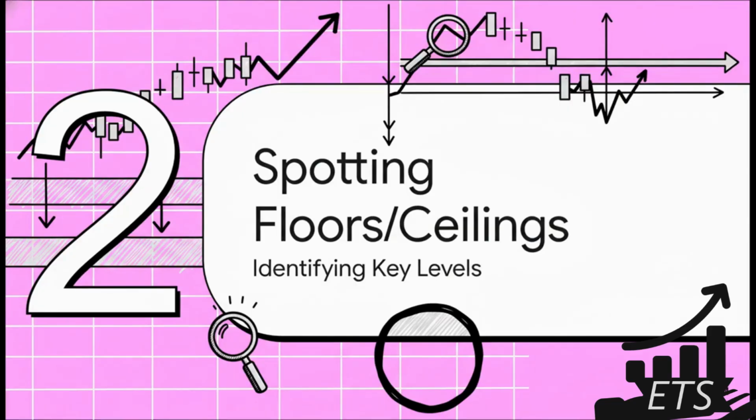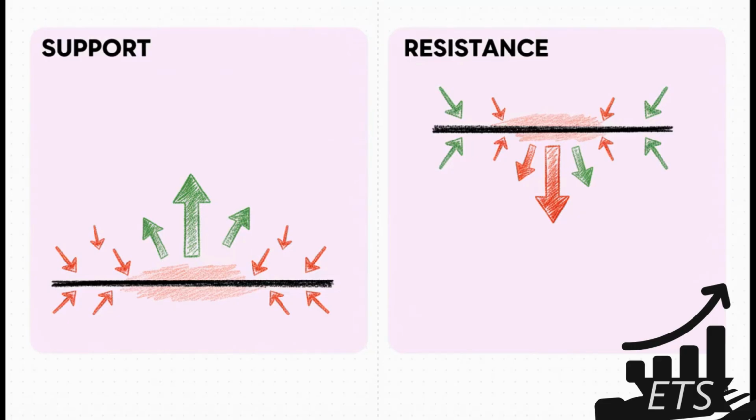All right, so we get what they are. But the real trick is, how do you actually find these zones on a chart? How do you separate a real solid level from just random market noise? And this slide just lays it all out perfectly.